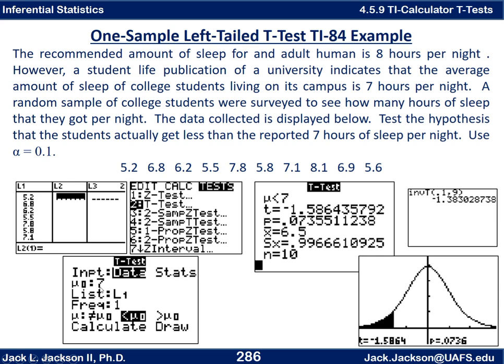The null hypothesis is that the mean is 7. The data is in L1, frequency 1. Our alternative hypothesis is that mu is less than mu naught. And I can either click on Calculate or Draw. If I click on Calculate, it gives me this screen right here, and it tells me the alternative hypothesis, mu is less than 7.